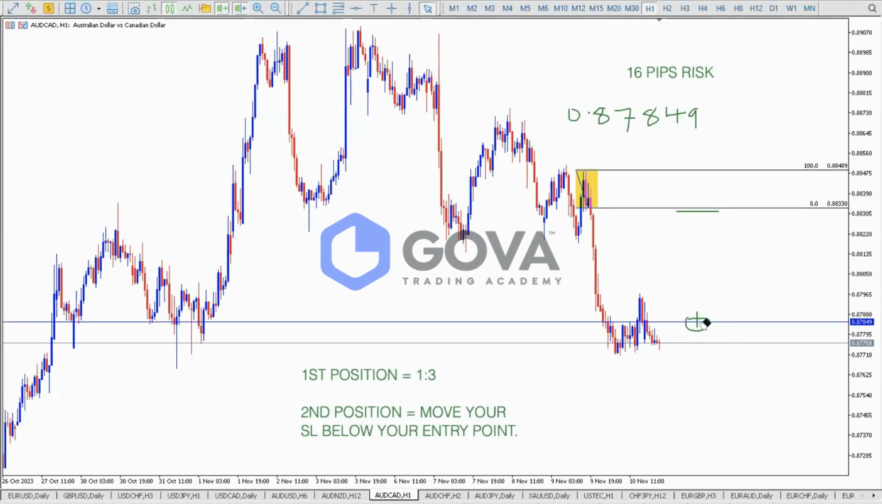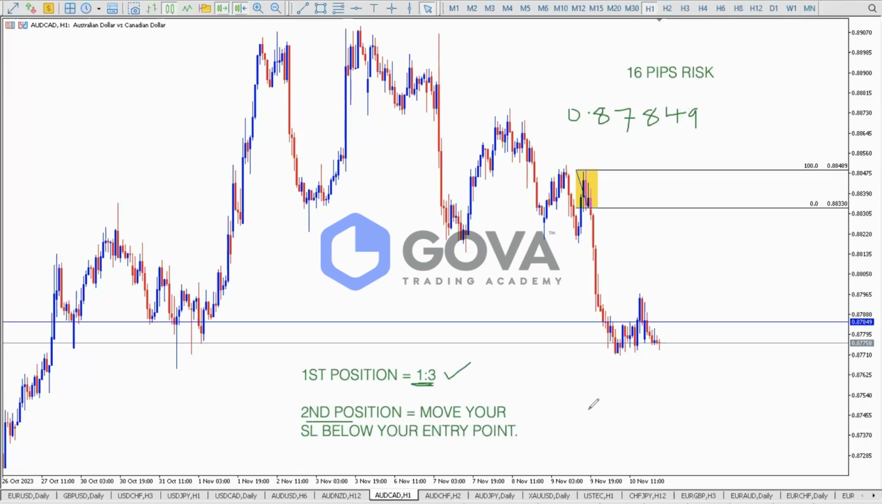So it means that you only have one position running right now. You only have one single position running in profit. Because previously you had two positions in profit, but the first position was closed. The first position was closed on 1:3. It means you have one single trade moving right now.